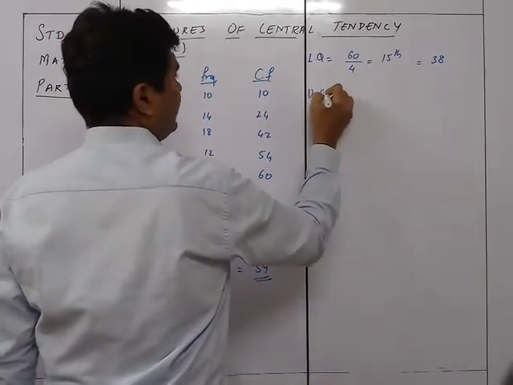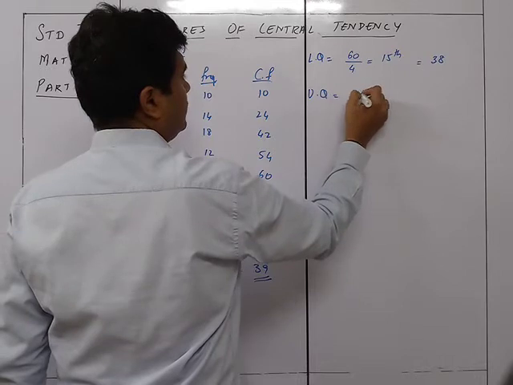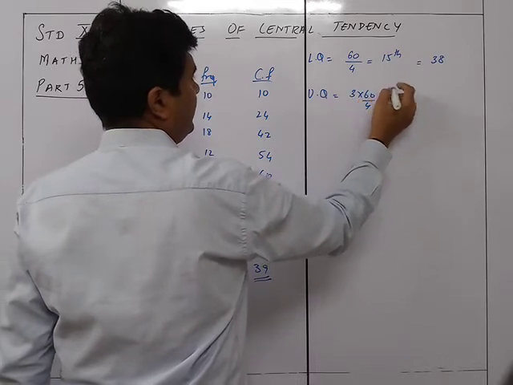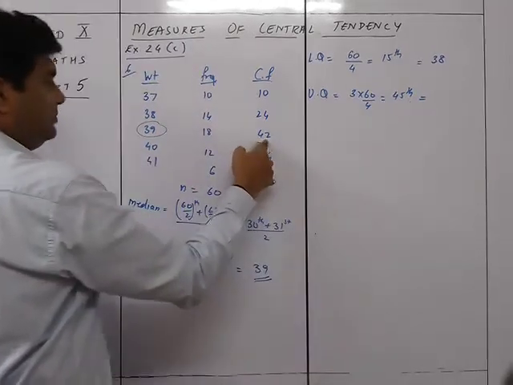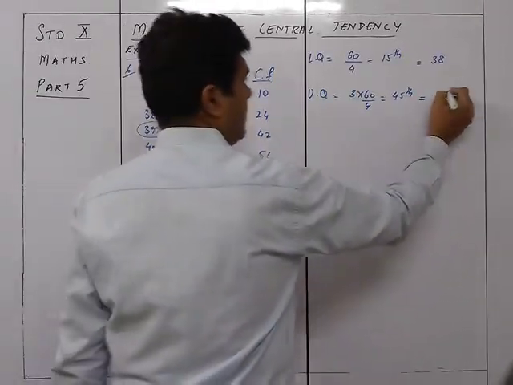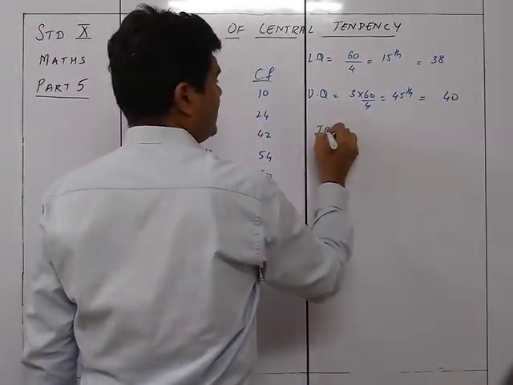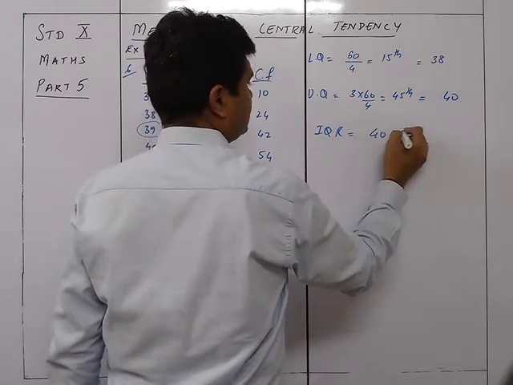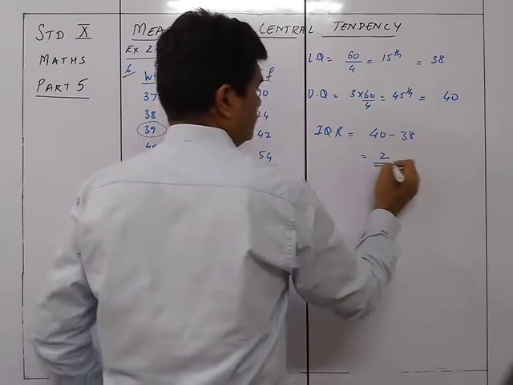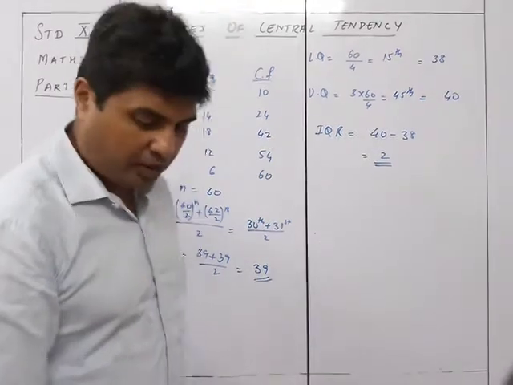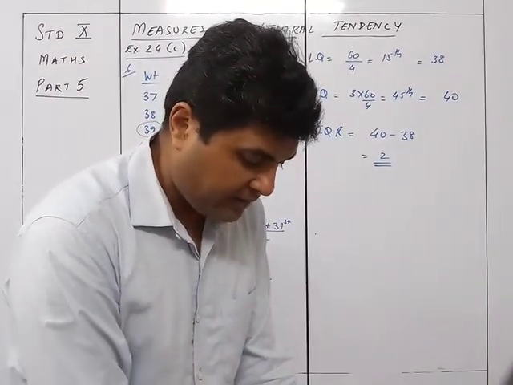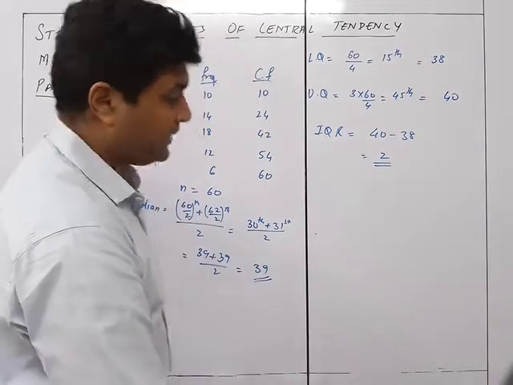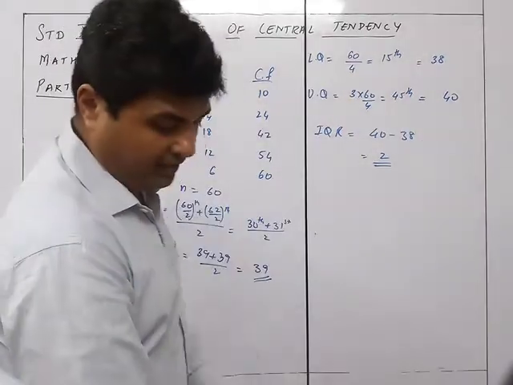The upper quartile will be equal to 3 into 60 upon 4, that will be the 45th term. The 45th term is going to be 40. So the interquartile range will be 40 minus 38, which is equal to 2. So that will be the answer for sum number 6. Let's check it again: 39, 40, 39, 38, 40 and 2.